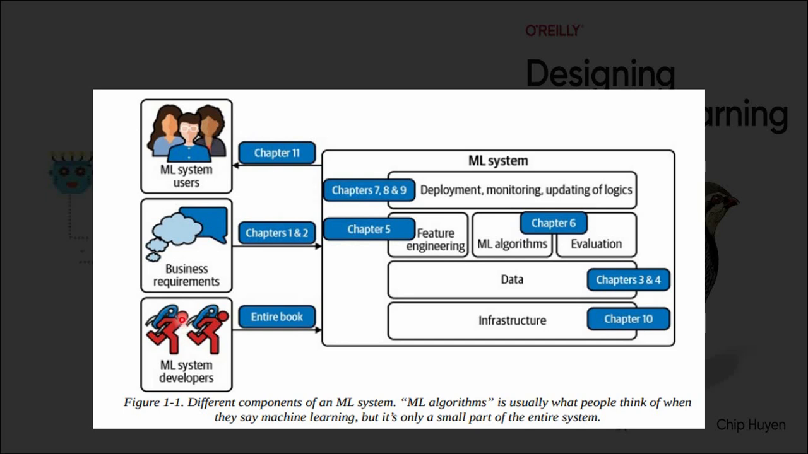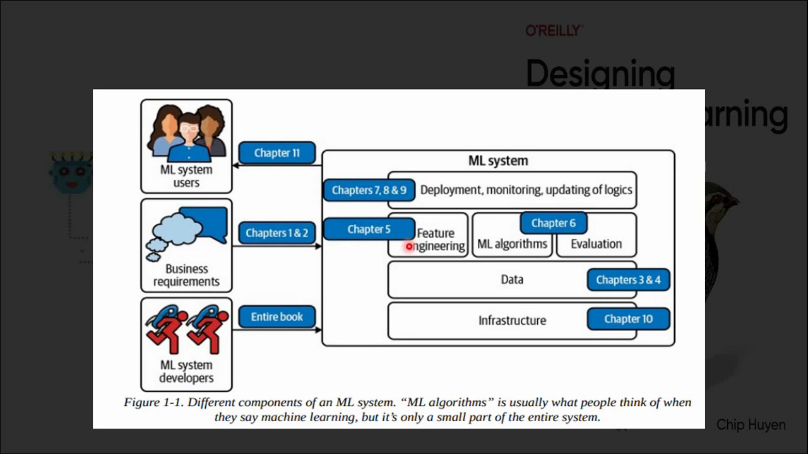In chapter 1 and chapter 2 we have the business requirements. I wanted to increase my profit. What should I do? Okay, this is the first chapter and second chapter, and third and fourth is the data. I must have data to process and make a model to know why my profit is going down.